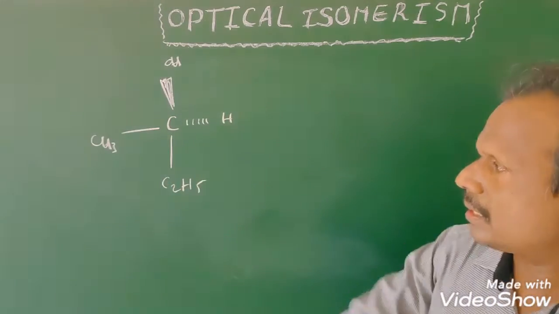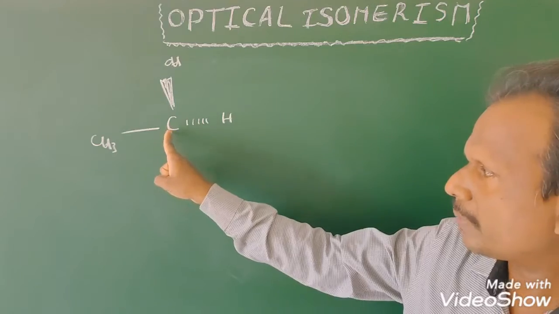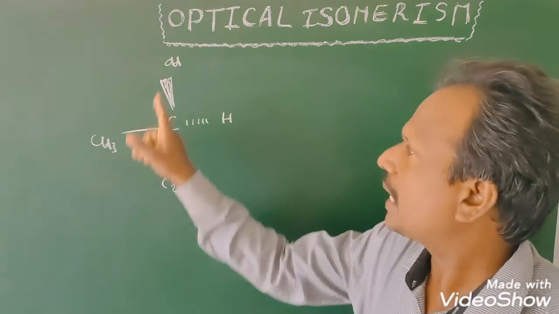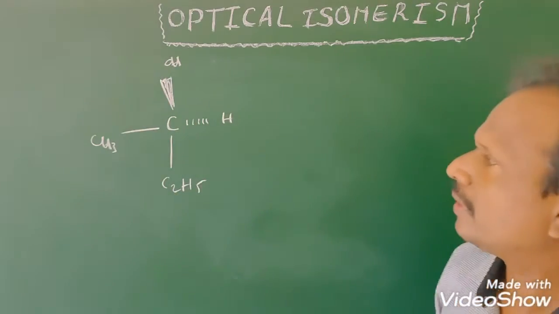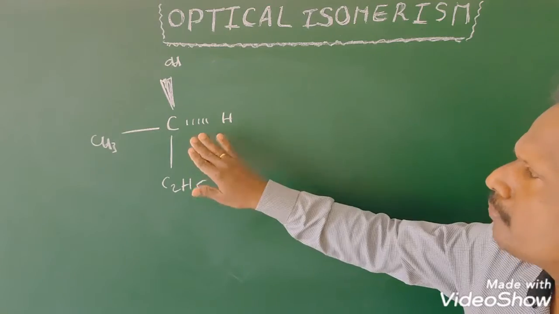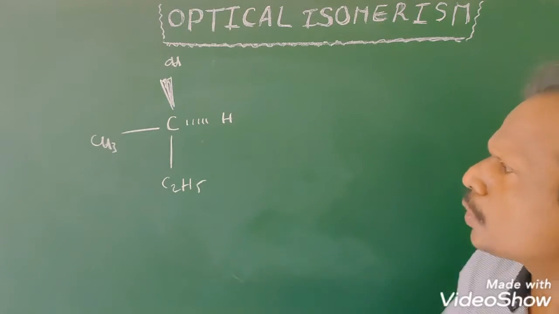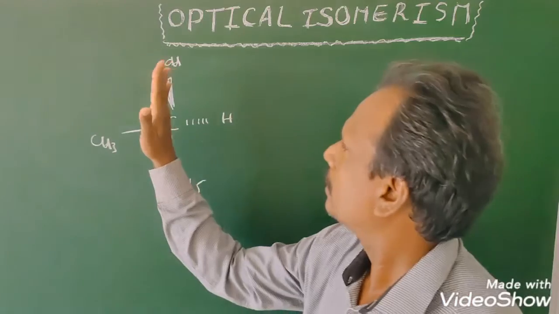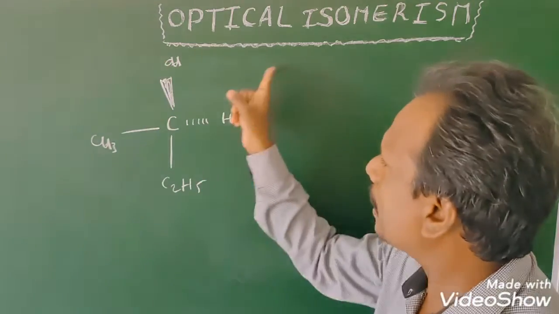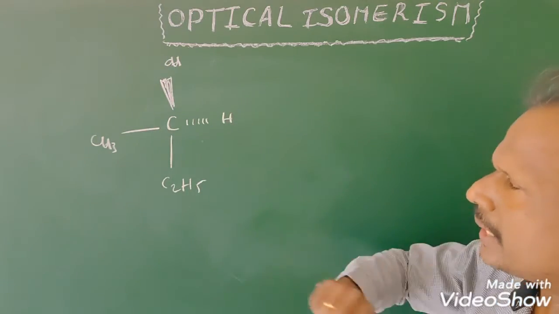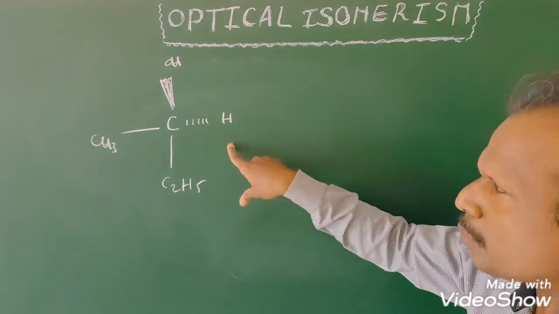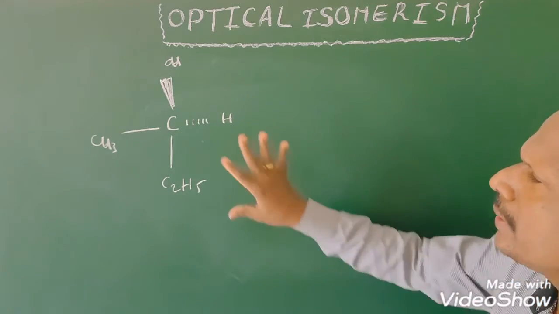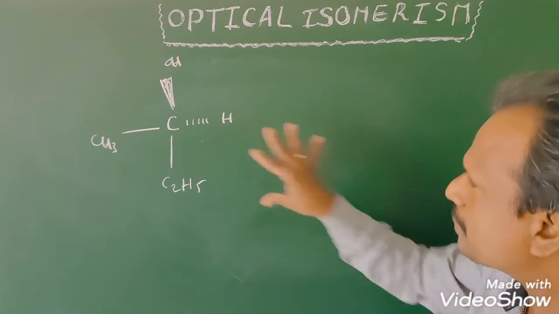This is an organic compound with a chiral carbon. It is the chiral carbon, having 4 different groups. For this compound, there is no plane of symmetry. Any plane, horizontal plane, vertical plane, diagonal plane, does not bisect the molecule into two equal halves. So in this molecule, plane of symmetry is absent.